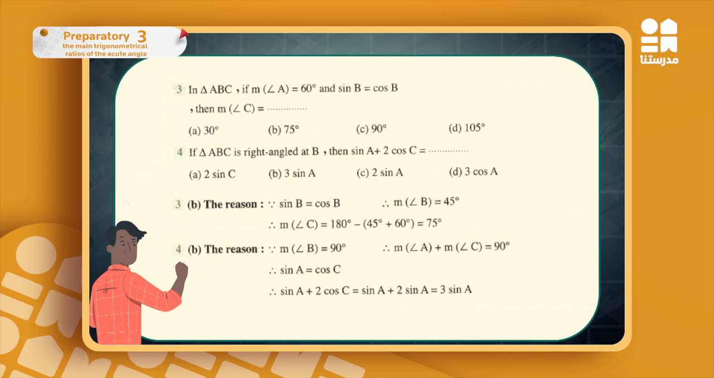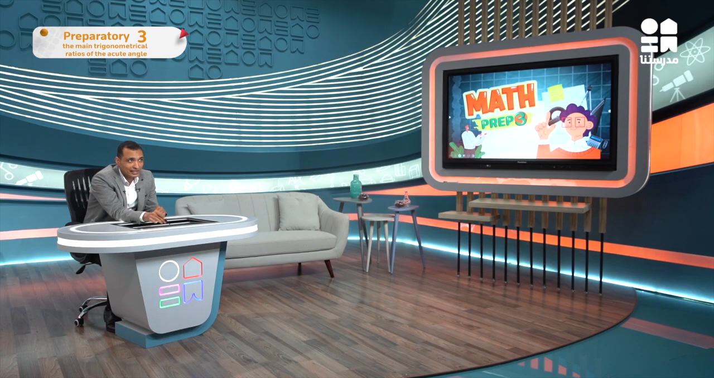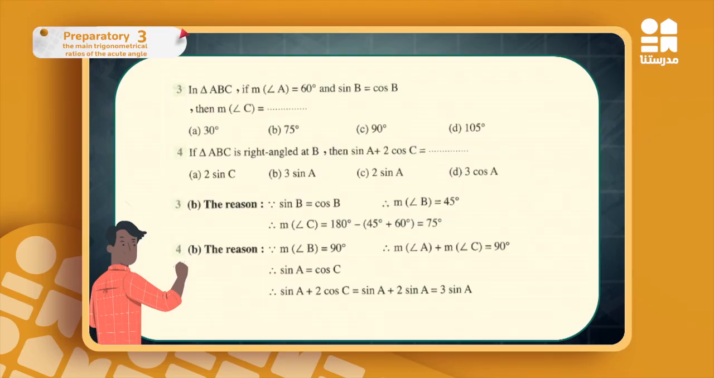Question number 3. If I have triangle ABC in which measure angle A equals 60 and sine B equals cosine B. Let's stop. Isn't this the note we talked about? Sine equals cosine, so the two angles written, their sum equals 90. Measure angle B plus measure angle B again equals 90. Therefore measure angle B equals 45. So I know that angle B is 45.